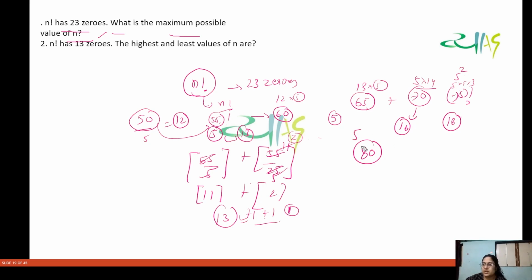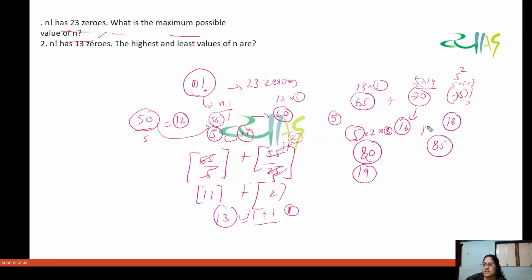5 into 2. Okay, and basically 8 more. Okay, so we have 1 5 only here. तो 80 पे हमको zeros मिलेंगे 19. 85 पे कितने zeros मिलेंगे? देखिए 85 पे नंबर ऑफ जीरोस कितने मिलेंगे?